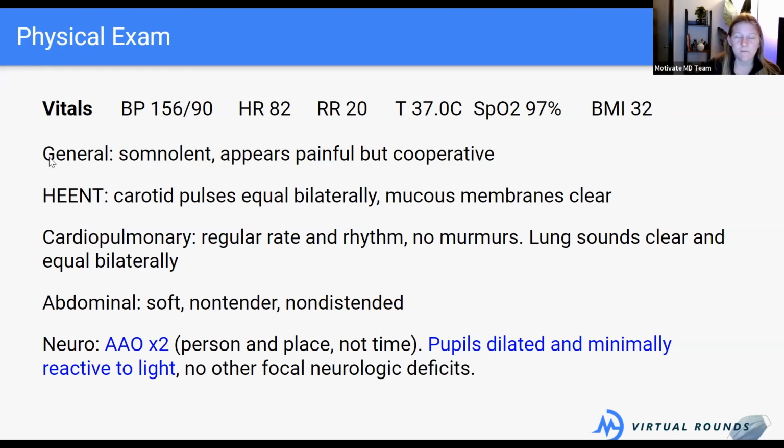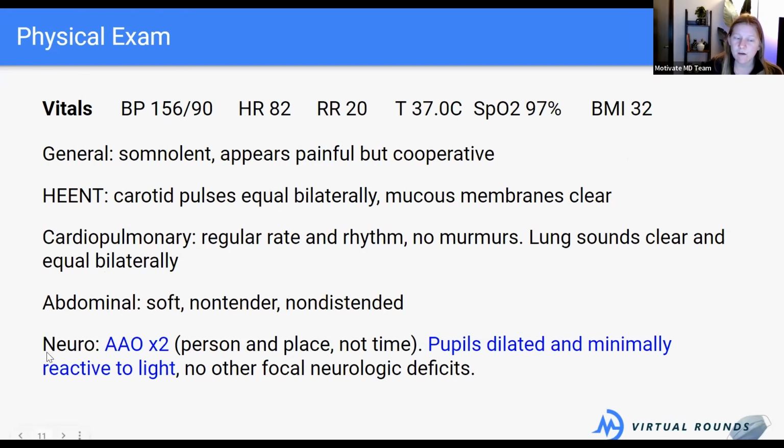For the rest of his exam, for his general appearance, he looks somnolent, which is sort of like a tired or sleepy appearance. He does also appear painful, but he is cooperative with exam. For his head and neck exam, he has equal carotid pulses bilaterally, and his mucous membranes are clear. For his cardiopulmonary exam, he has a regular rate and heart rhythm with no murmurs, and then his lung sounds are also clear and equal. His abdominal exam, unremarkable. It is soft, non-tender, non-distended.